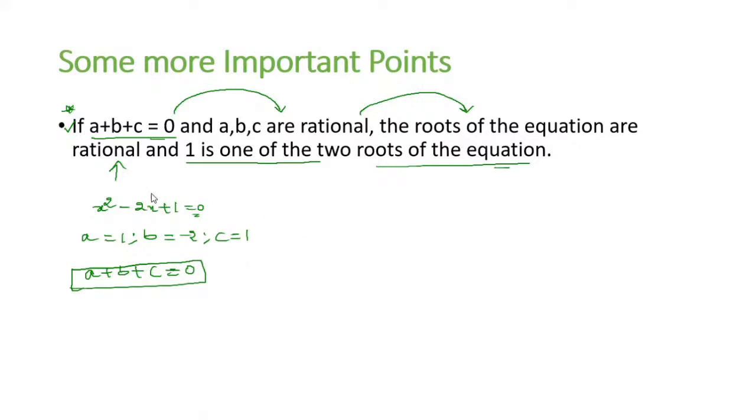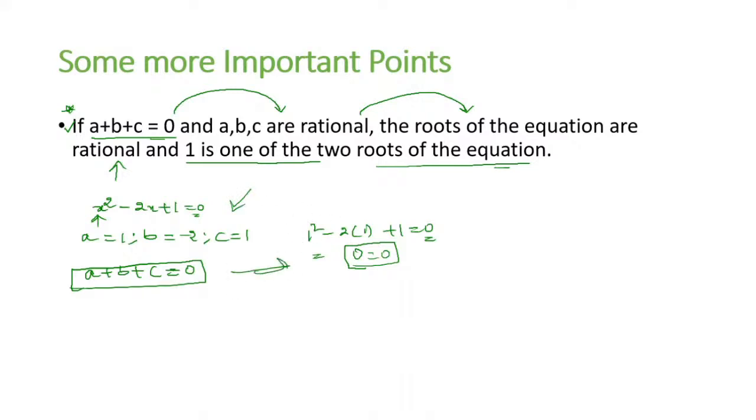So let us try to put the number 1 in the place of the variable x. We get 1 square minus 2 into 1 plus 1 is equal to 0. So when we put the value 1 in the place of the variable, we get 0 is equal to 0. This implies that 1 is the root of this equation.